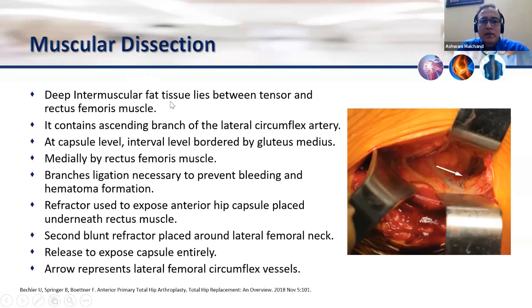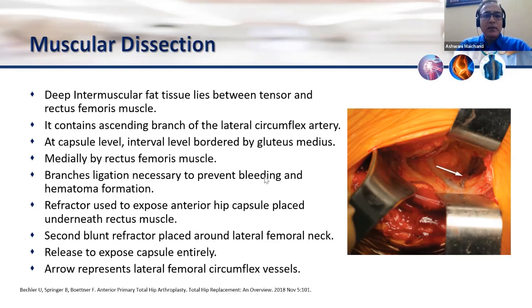Then you can identify this fat along with this artery, the lateral circumflex ascending branch, always accompanied by two veins. It is very important to identify it for two reasons. One, it tells us that we are at the right level and right plane. Plus, it bleeds a lot if left without coagulation, so we have to coagulate it immediately. It leads to post-op comfort, no hematoma, and many people don't even put a drain. So this is a very important landmark in this approach.